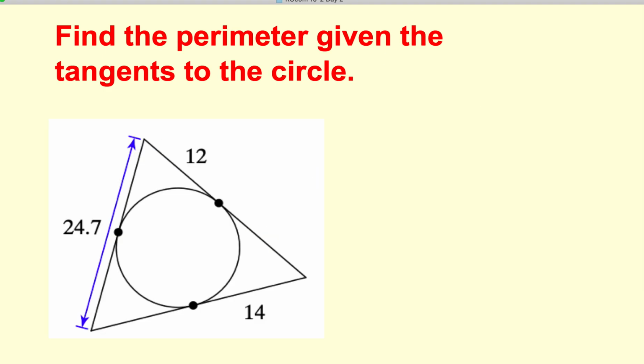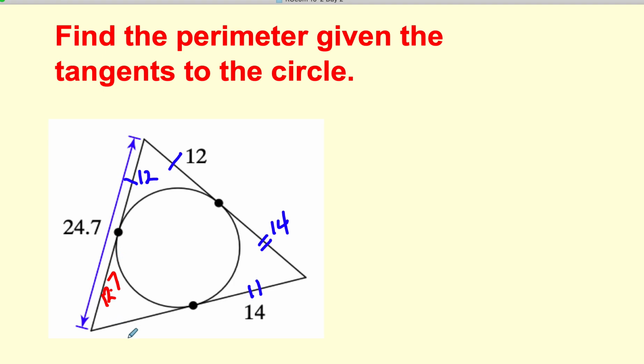Let's go ahead and try this again. I know that this is going to be congruent to this, so this is going to be a 12 and a 12. This is going to be congruent to this tangent segment, so this is a 14 and a 14. Now, if this is 12, then the leftover will be 12.7.